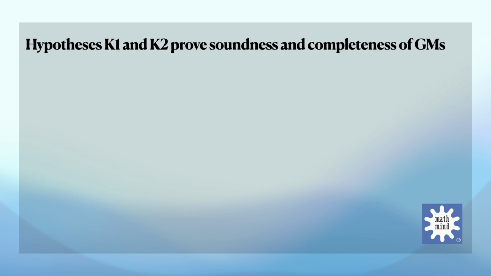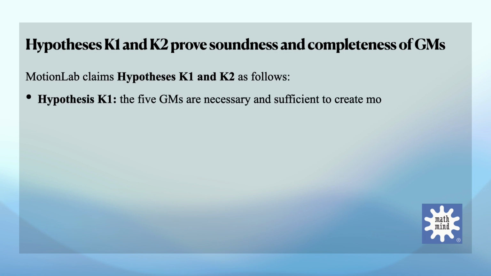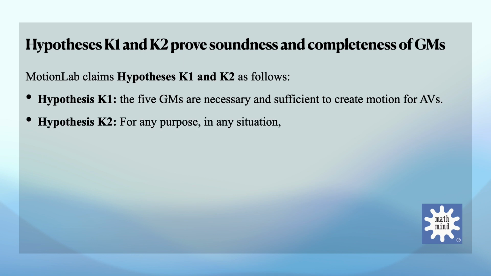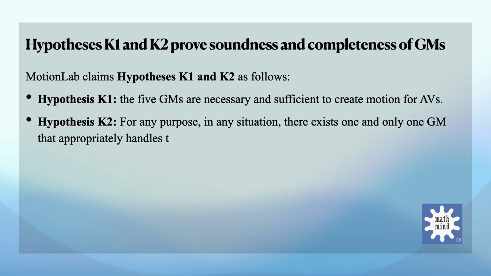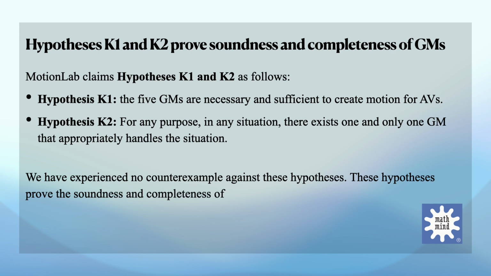Hypotheses K1 and K2 prove soundness and completeness of GMs. MotionLab claims hypotheses K1 and K2 as follows. Hypothesis K1: the 5 GMs are necessary and sufficient to create motion for AVs. Hypothesis K2: for any purpose, in any situation, there exists one and only one GM that appropriately handles the situation. We have experienced no counterexample against these hypotheses. These hypotheses prove the soundness and completeness of the set of GMs.